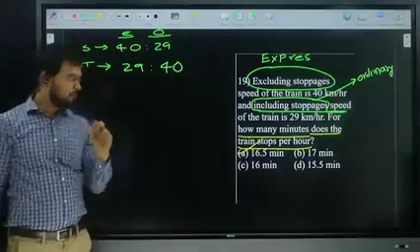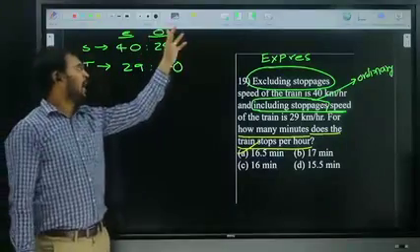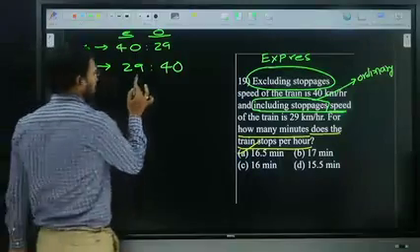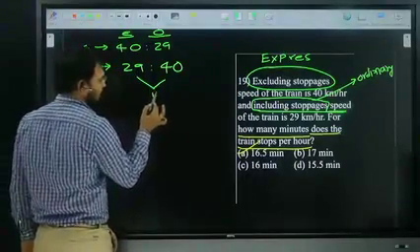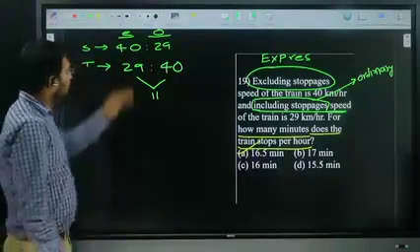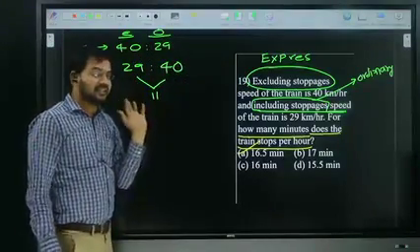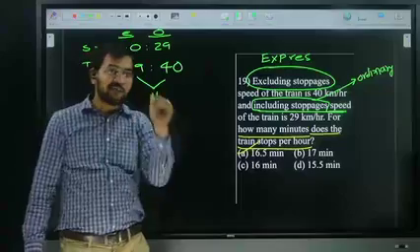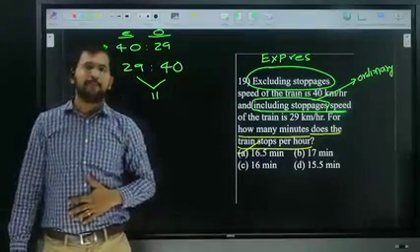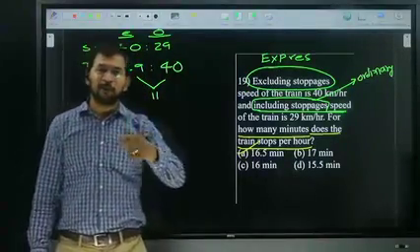Listen carefully, all of you. The express train takes 29 parts of the time, while the ordinary train takes 40 parts of the time. How many parts extra? 11 parts extra. The express train takes only 29 parts, the ordinary train takes 40 parts. Why does the ordinary train take 11 parts extra when both are traveling the same distance? Because they stop during the stoppages. This 11 parts of time they spent during the stoppages.